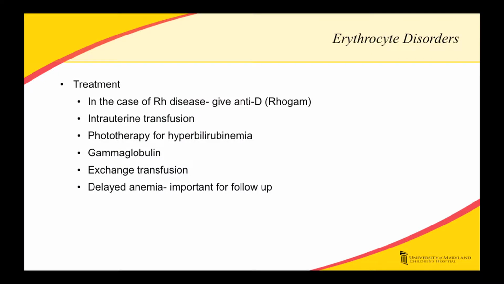Treatment in the case of Rh disease is we typically give RhoGAM to the mothers, but this doesn't always prevent the hemolytic anemia from happening, so it still needs to be on your radar.